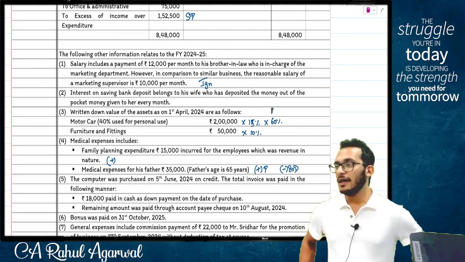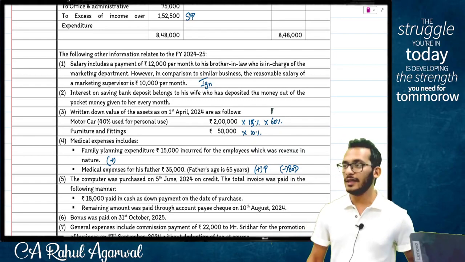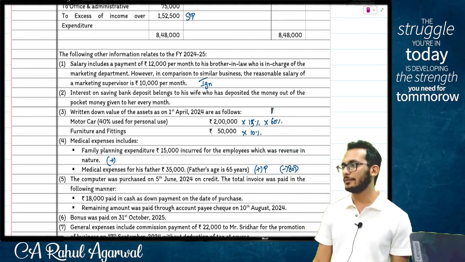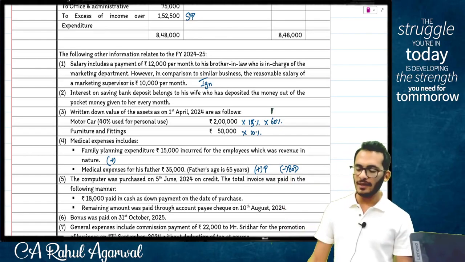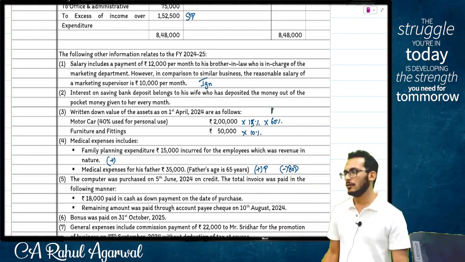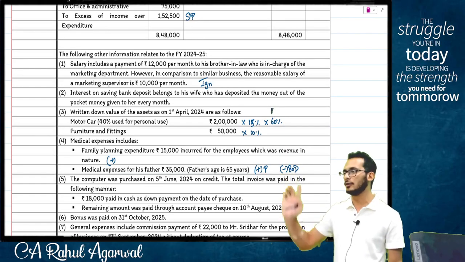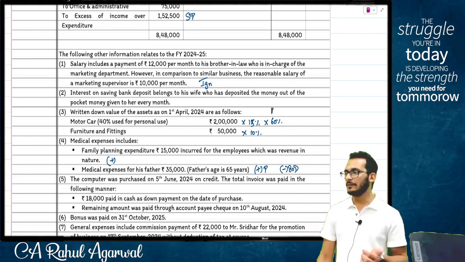I first paid 18,000 as down payment on the date of purchase. With me, one shot I paid 10,000 rupees. Second, the remaining amount was paid by account payee cheque on 10th August 24. Now people, you have already disallowed the full computer, which means now you are supposed to claim depreciation.